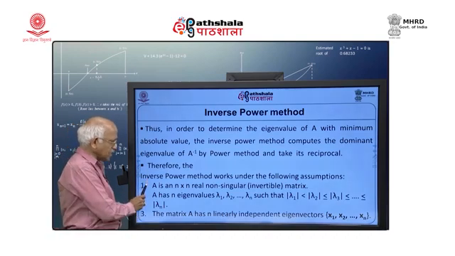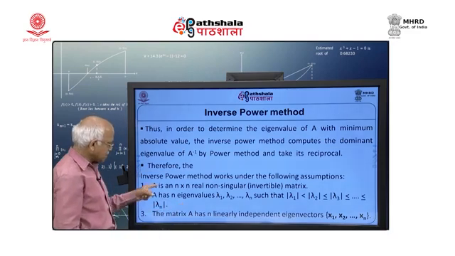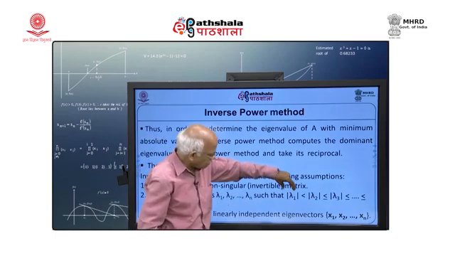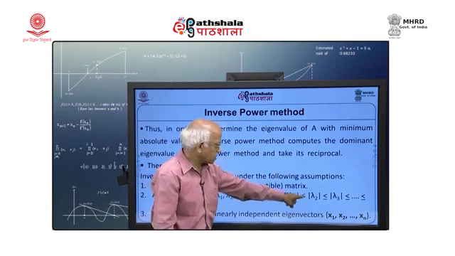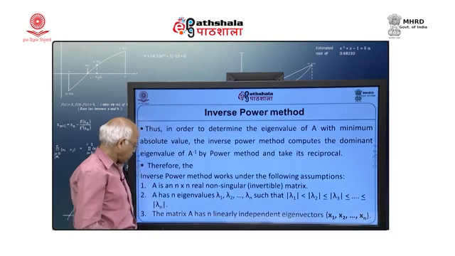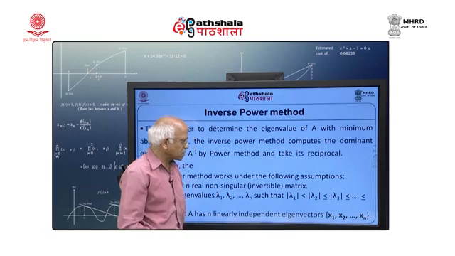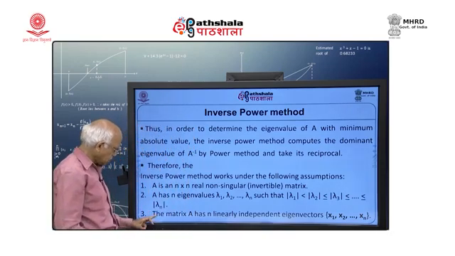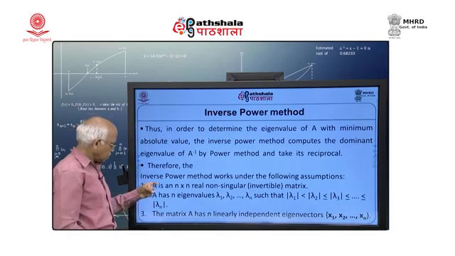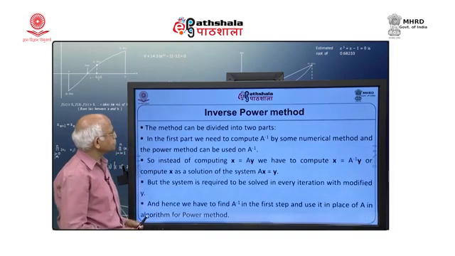The first assumption is that A has to be non-singular, otherwise this method will not work. A has n eigenvalues lambda 1, lambda 2, ..., lambda n such that mod lambda 1 has to be distinct from all others, so it should be strictly less than mod lambda 2 and so on, and the matrix A has n linearly independent eigenvectors x 1 bar, x 2 bar, ..., x n bar. This assumption is required for the power method application, and therefore all the three assumptions are required for the working of the inverse power method.